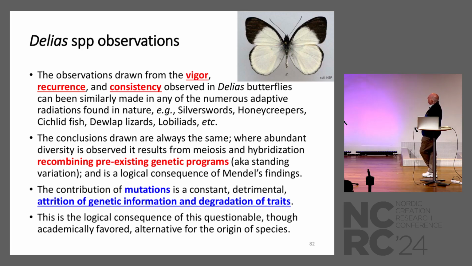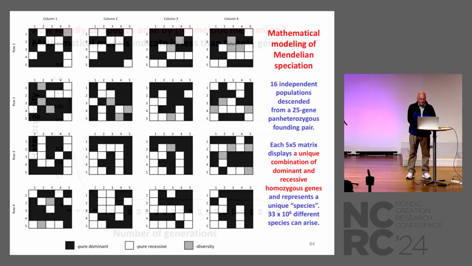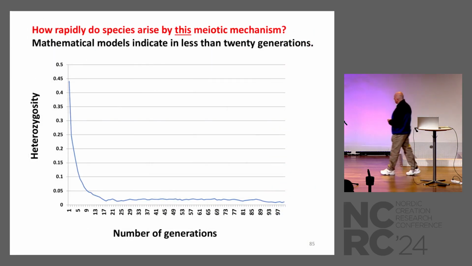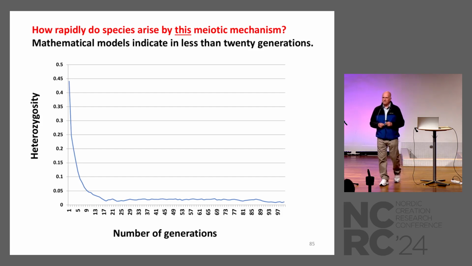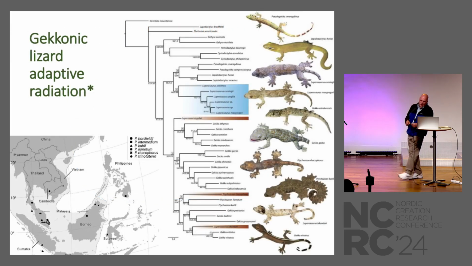Where abundant diversity is observed, it results from meiosis and hybridization, recombining pre-existing genetic programs. It's a logical consequence of Mendel's findings. How quickly does it occur? Well, because I'm short on time, I won't say too much about that, but in a situation where there is self-fertilization, it can occur very quickly, within about 20 generations. Here's the gekkonid lizard adaptive radiation. They all belong to the same lizard group. Lots of fancy pictures.